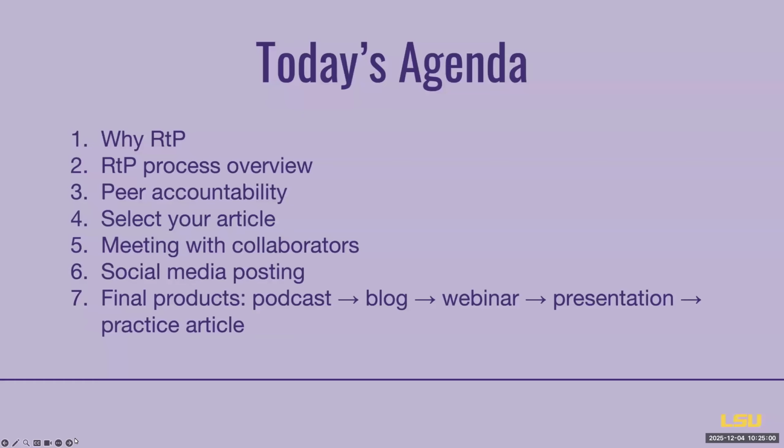Here's our plan for today. We'll start with the why, the Research to Practice pipeline matters in doctoral training. Then we'll move into an overview of the Research to Practice process, the expectation that you will find a doctoral student accountability partner, how to select your article, and what collaboration looks like across the year. We'll also discuss how social media fits into this process, not just once, but continuously throughout the year. And we'll finish with a look at the final set of products you'll create: a podcast, blog, webinar, presentation, and finally, a practice article.